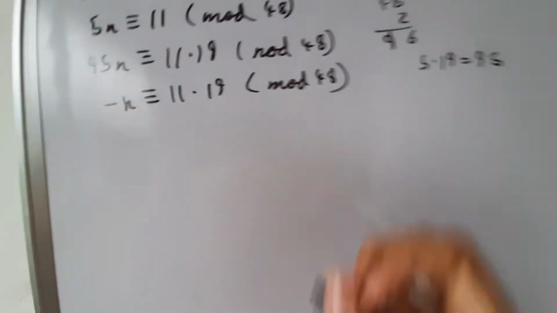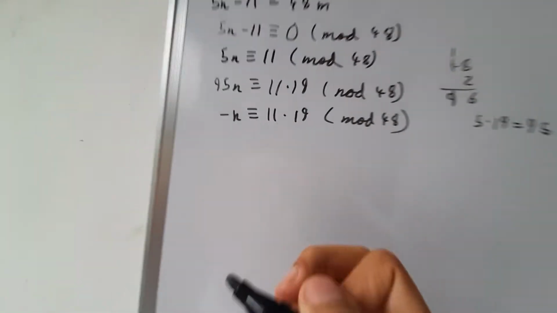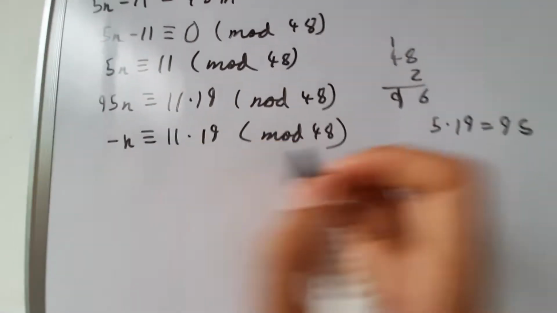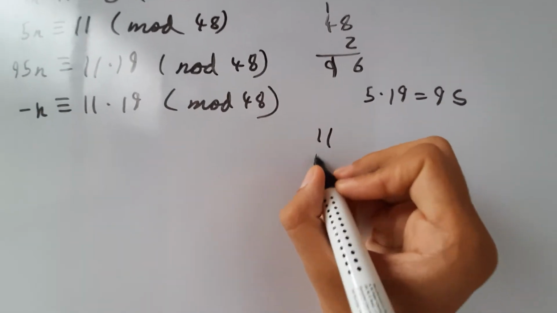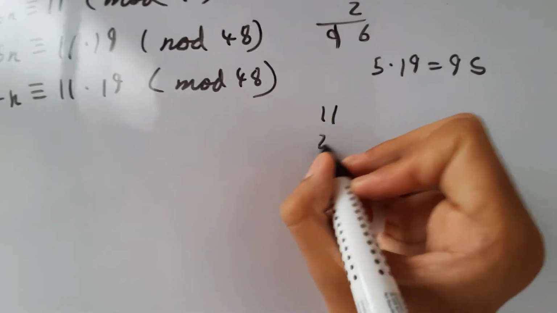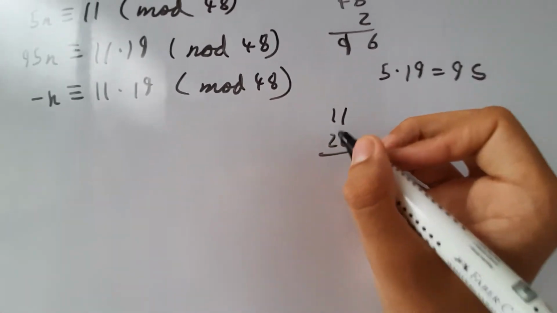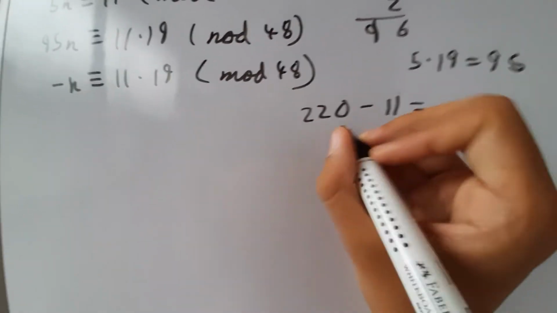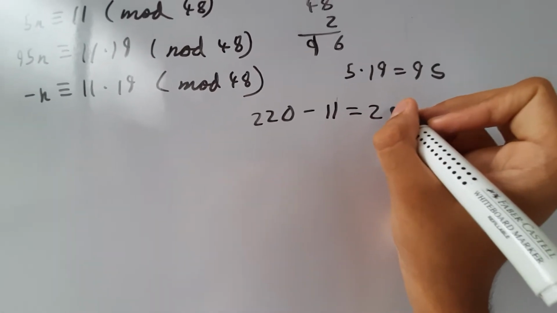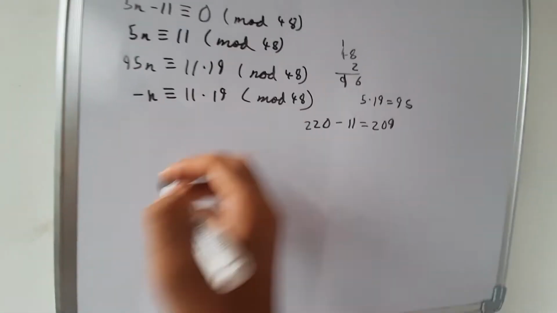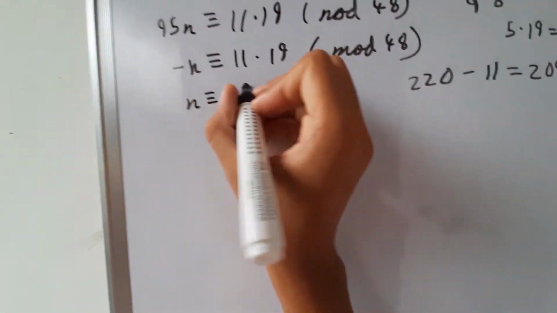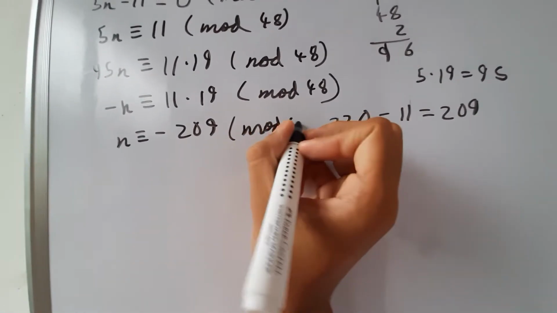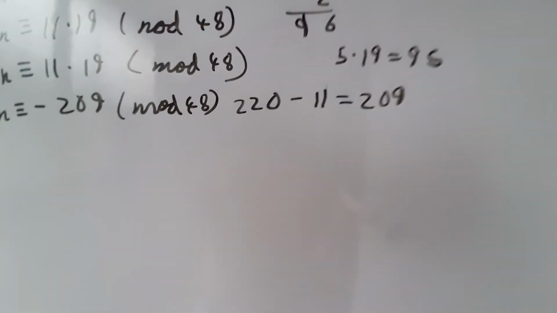What's 11 times 19? Should we calculate it? I guess we should. Let's do 11 times 20, so 2 times 11 is 220, minus 11, that would be 209. Yes, 209. So n is congruent to minus 209. Now we're multiplying both sides by a negative 1 mod 48. Yeah, that's pretty cool.